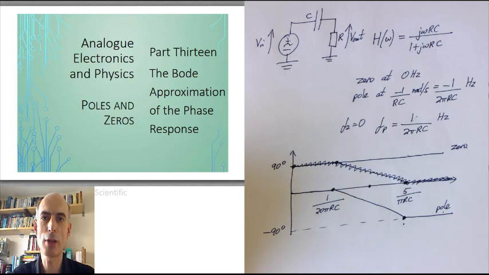That's all I'm going to say about poles and zeros in general for now. In future videos, we're going to look at some specific examples, primarily of first order and second order circuits. That's circuits with either one pole or two poles in them.